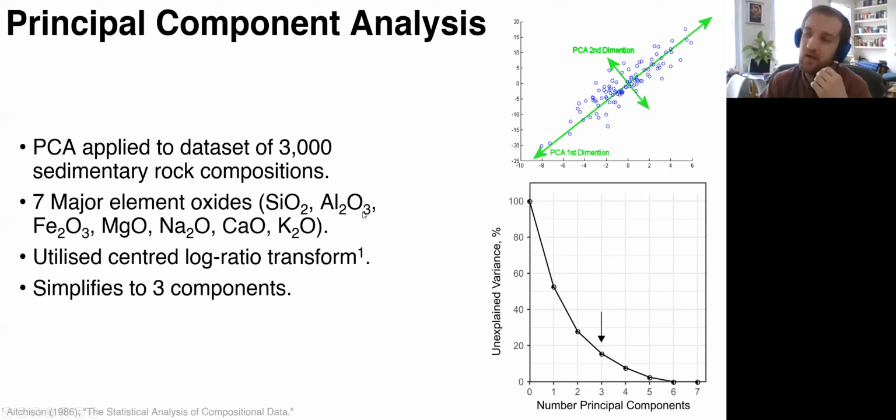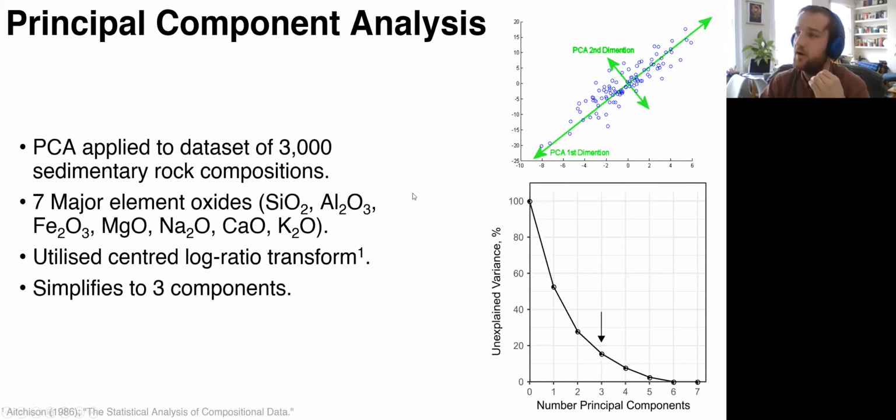What's the first step? If we want to work out what sets the composition of sediments in general, we need to start with a good understanding of what a sedimentary composition really looks like. So the first thing to do is simply to compile a whole bunch of sedimentary rock geochemical compositions. At the start of my PhD, I delved into the literature and compiled around 3,000 sedimentary rock major element compositions. So that's these 7 major element oxides from all across Earth's history, going back from the Archean to the present day, including some modern day sediments as well.